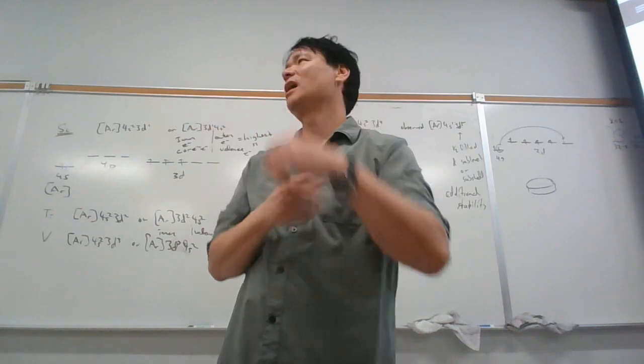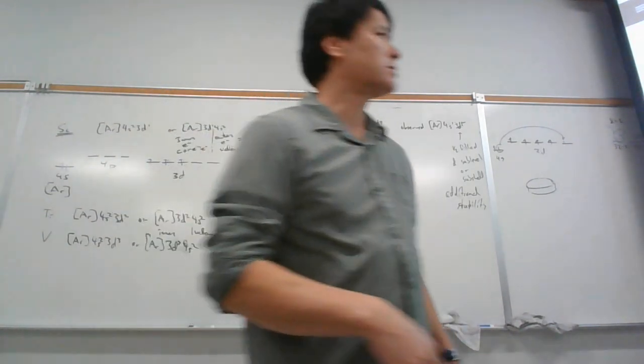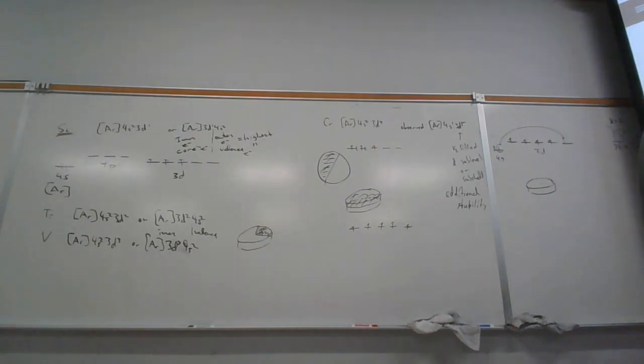So what we can see is, actually, let's see. So you would expect the same. So what's below chromium? Below chromium is Mo. Do you know what Mo is? No. Molybdenum.